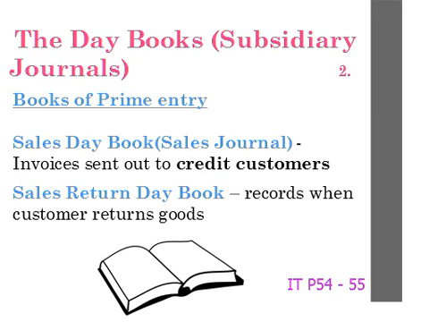2. Day books are also known as subsidiary journals. They are the books of prime entry, which is where a transaction is first recorded from a source document. The sales day book, sales journal, records invoices sent out to credit customers. The sales return day book records when a customer returns goods.